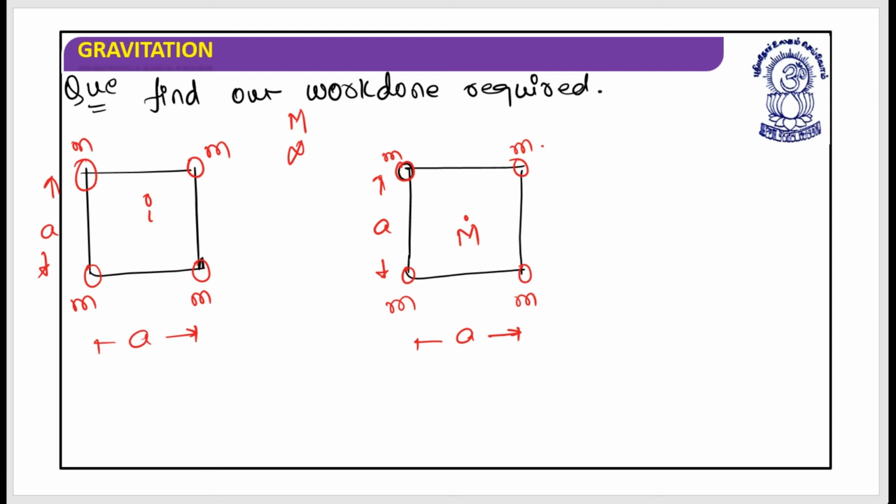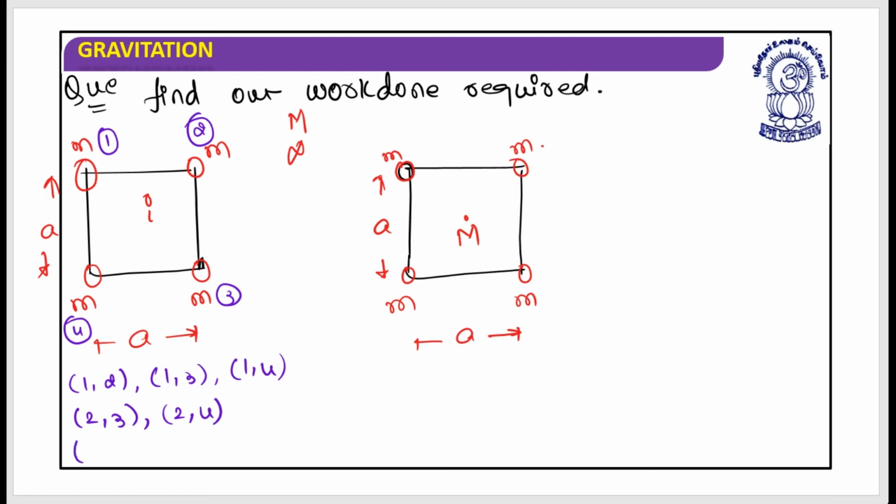So what I understand is that, let's say this is first, this is second, this is third, this is fourth. Let's make a pair, and looks like what happens. It's 1 comma 2, 1 comma 3, 1 comma 4. It's 2 comma 3, 2 comma 4, and 3 comma 4. I hope this is clear.